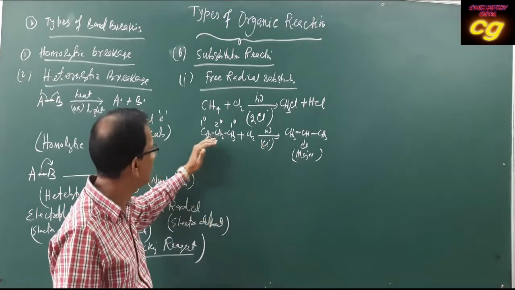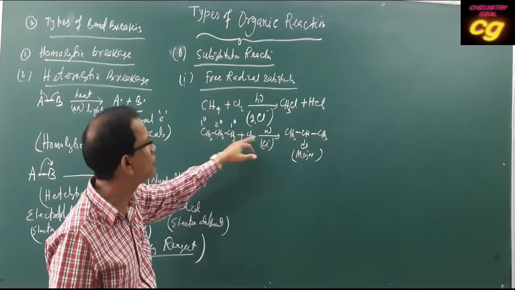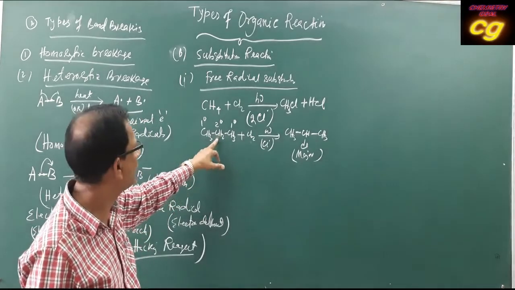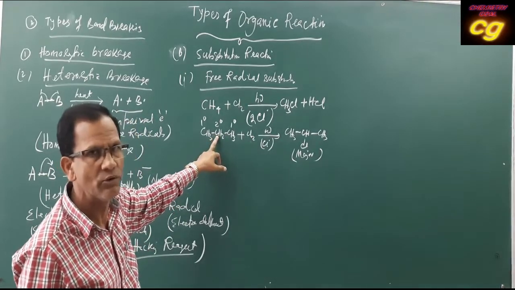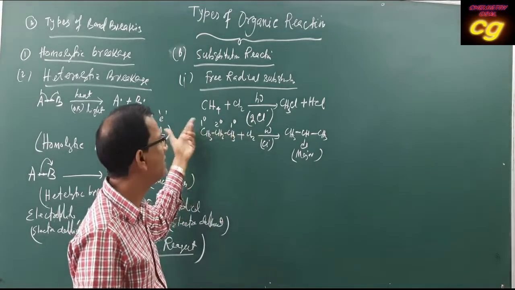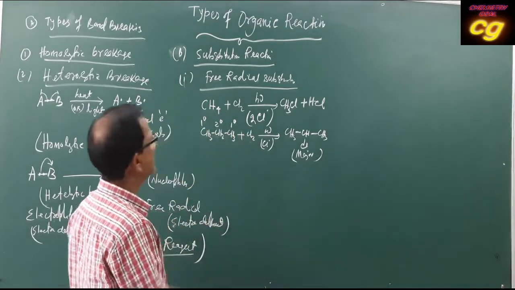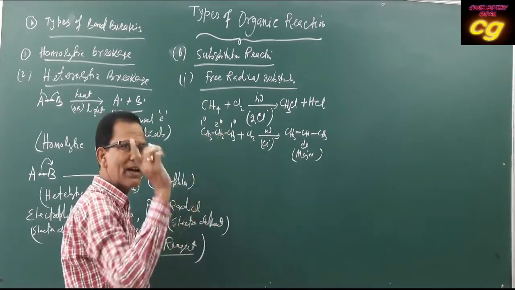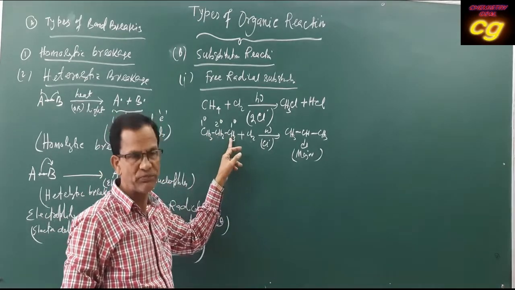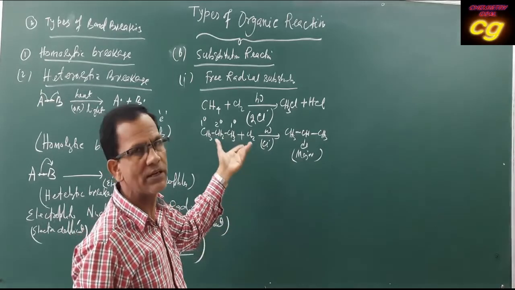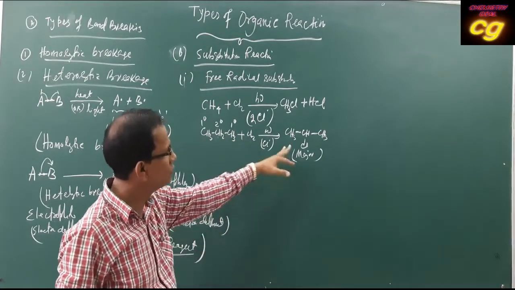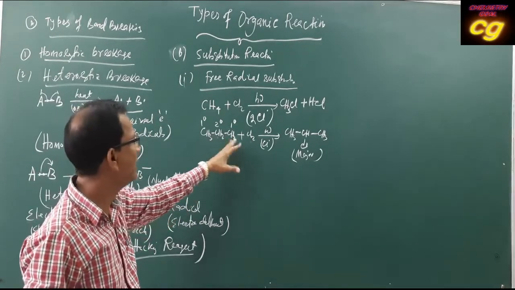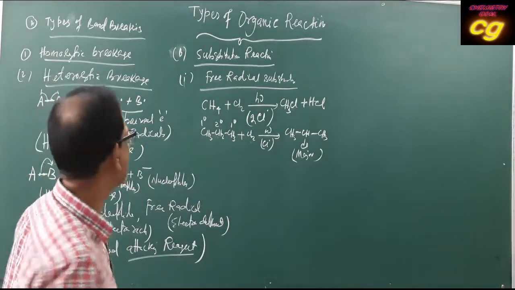This is very important. Why is CH3CH2CH2Cl not produced? Because this hydrogen is less reactive than that one. We will discuss the stability of free radicals in the next class. But remember, secondary hydrogen is more reactive than primary. Similarly, tertiary is more reactive than secondary. So the substitution takes place at the second position, not the first, due to reactivity. So this is called free radical substitution.